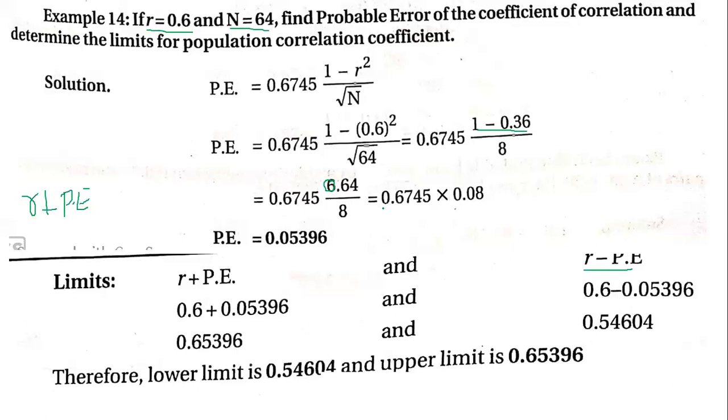0.6745 into 0.64 by 8, how much do you get? Just calculate. 0.64 divided by 8 will give you 0.08. So the final value of probable error is 0.05396. Always take at least 4 to 5 decimal points for your safety.